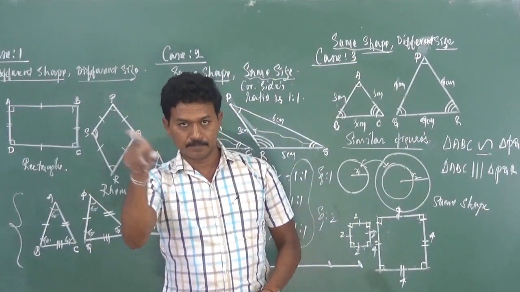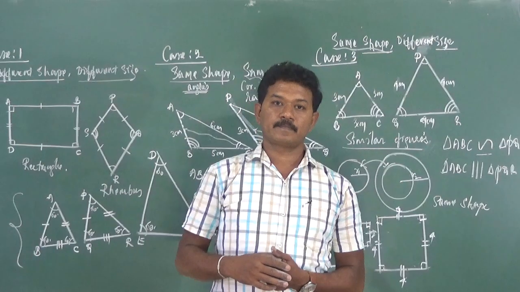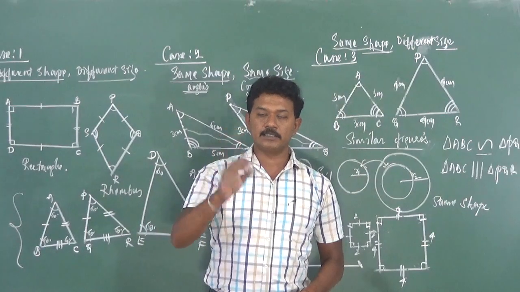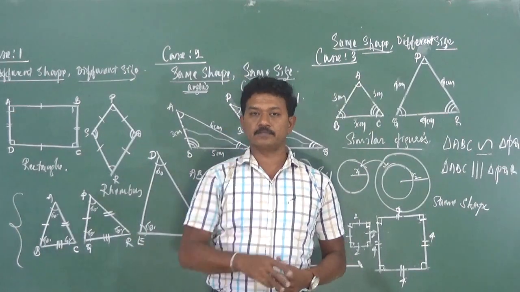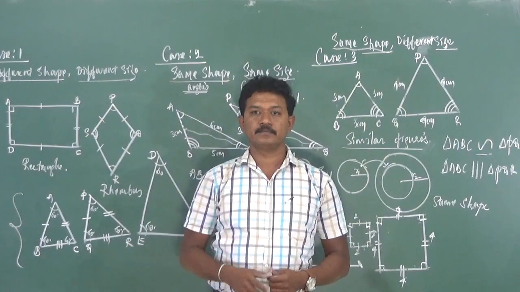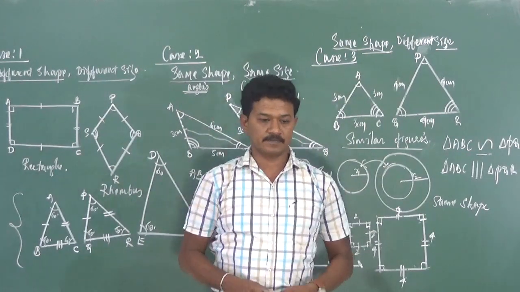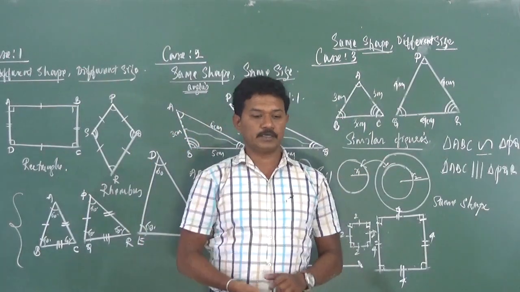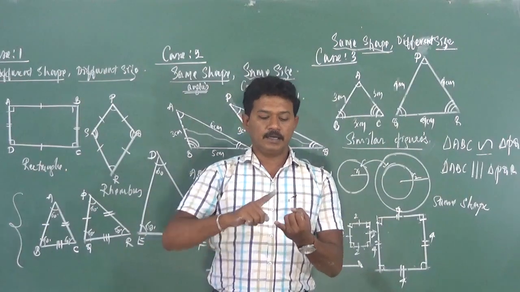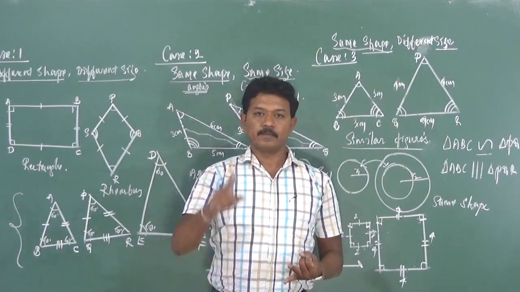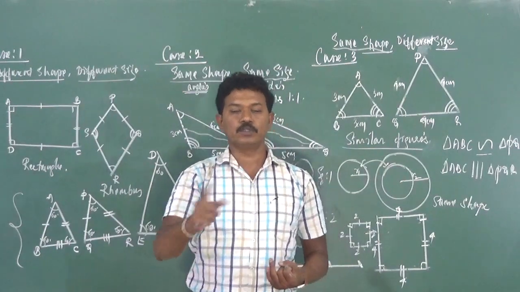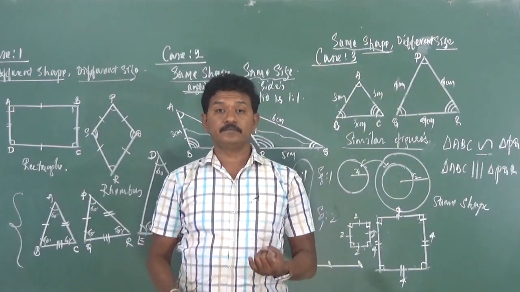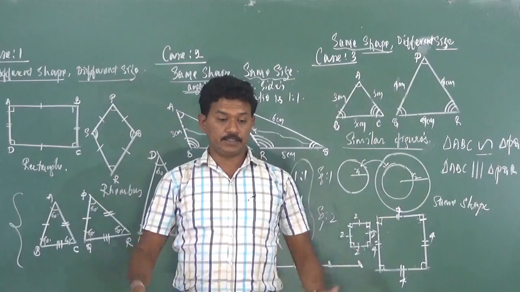But these two conditions are not both necessary to prove that two triangles are similar. In order to prove that any two polygons are similar, you have to prove that their corresponding angles are equal and corresponding sides are proportional. But if you want to prove that any two triangles are similar, then you need not prove both the conditions.